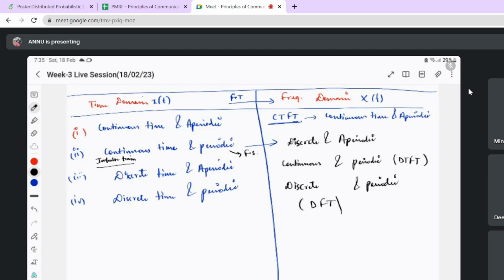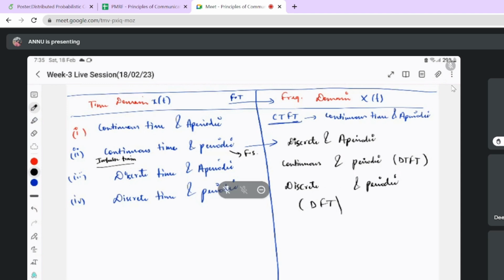So these four are the possible inputs, and these four are the possible outputs in the frequency domain. The term signals comes from this concept only. So you have to understand it, go through it, and please solve.